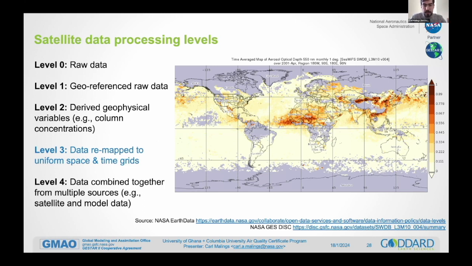So the level 3 data is generally easier to work with because it's uniform, because it's gridded, and because these quality controls have already usually been applied to the data.